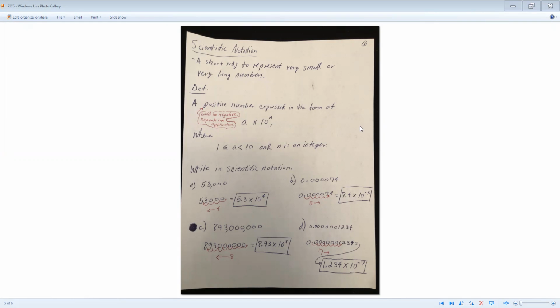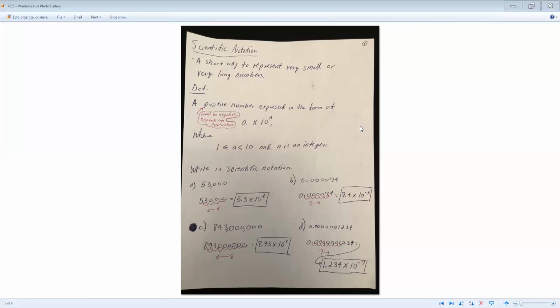But it's a positive number expressed in the form of a times 10 to the nth power, where a has to be in between 1 and 10. Now it can be equal to 1, it cannot be equal to 10, and n is an integer. The exponent is an integer. It can be negative or positive, cannot be a decimal or a fraction.